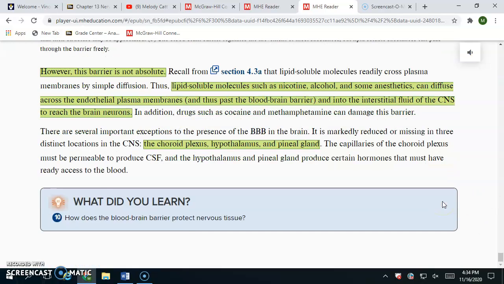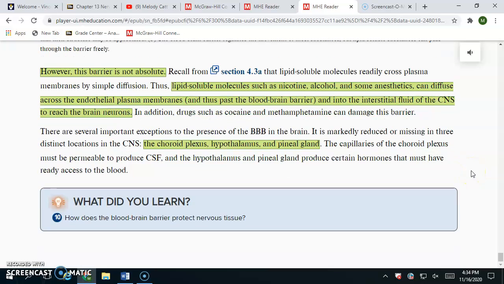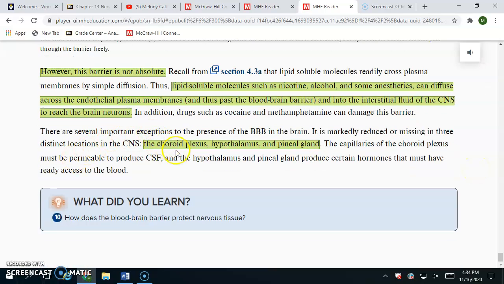So the only place that you won't find the blood-brain barrier, or at least it's greatly reduced in its ability to protect the neurons, is in places where we need contact with the blood.